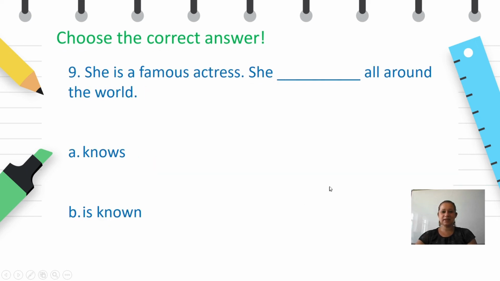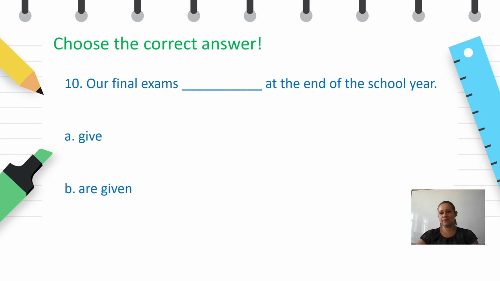Good. Number 9. She is a famous actress. She all around the world. So if she's a famous actress, this means that people all around the world are familiar with her. They know her. They can recognize her. So this means that she is known all around the world. It's a passive sentence. And number 10, our final exams at the end of the school year.